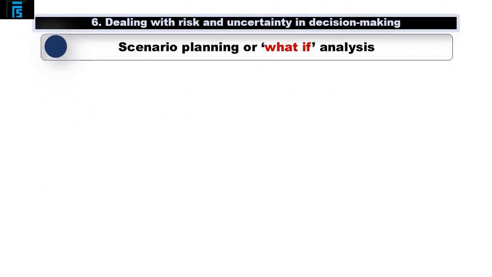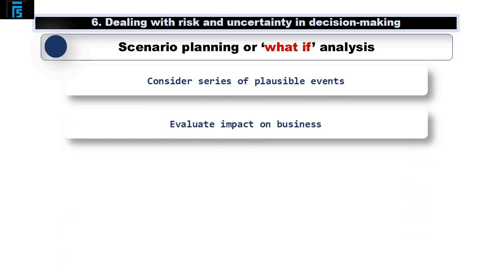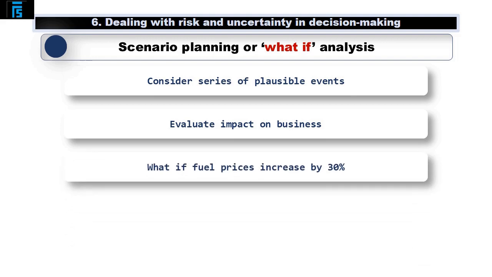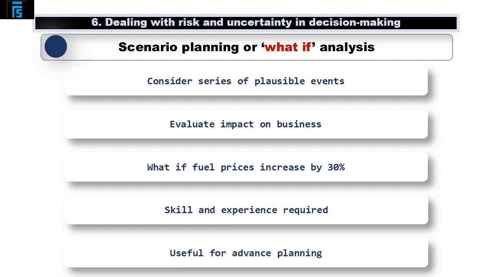Lastly, let's consider scenario planning, or what-if analysis. Often, organisations will consider a series of plausible future events to map out how they might affect the business and how the business could plan in advance to respond. For example, an airline might consider what happens if fuel prices increase by 30%. This does rely on there being sufficient skill and experience in the organisation to consider which variables to focus on, but it can be a useful tool to help organisations plan in advance.